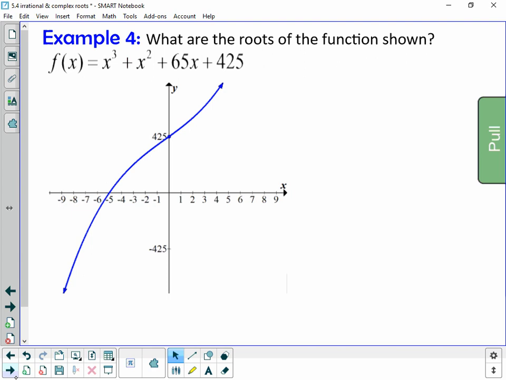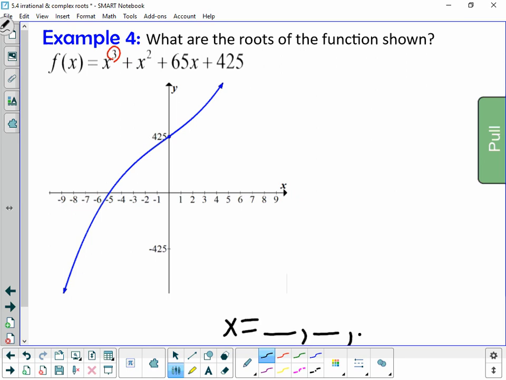Okay, example 4. What are the roots of the function shown? So here's this lovely cubic polynomial. Cubic polynomials can look like this. They do sometimes. I want to know, what are the roots of this polynomial? Well, I look at that degree. I see that it's degree 3, and I know that absolutely means it has to have 3 roots. Our job is to figure out what those 3 roots are.